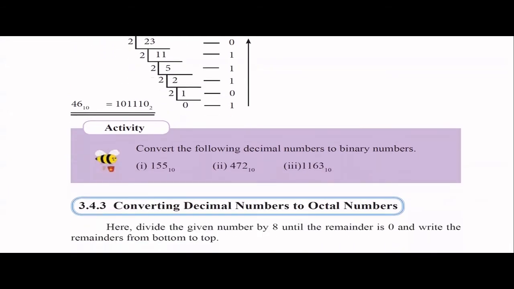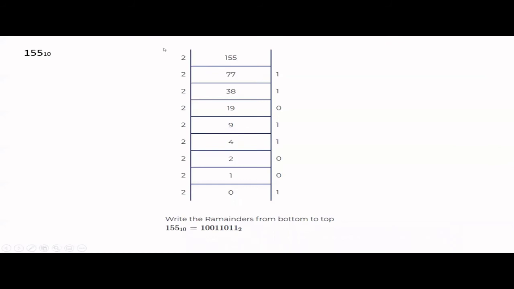Okay, so there is an activity of 3 numbers to be converted. This is the first number. We have 155 in the decimal number system, and you have to convert it into binary. As I told you, you divide this number by 2 and write the remainder. So 155 divided by 2 is 77, and 1 is remaining because this is an odd number.